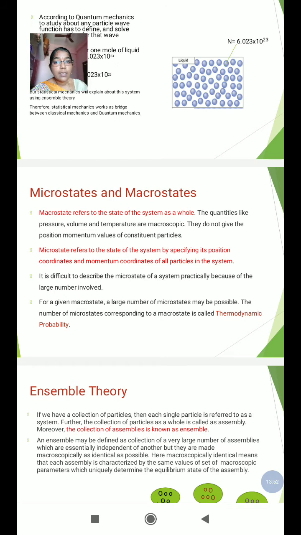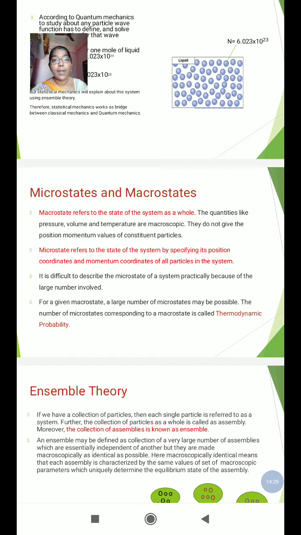Okay. But finding the number of microstates is somewhat difficult experimentally. Experimentally, we cannot find the number of microstates, because in many systems a large number of particles are there. If we have a large number of molecules, it is very difficult to find out experimentally about the microstates. But we can find the probability of the number of microstates. This is called thermodynamic probability.